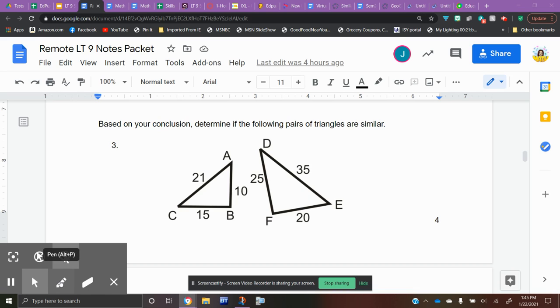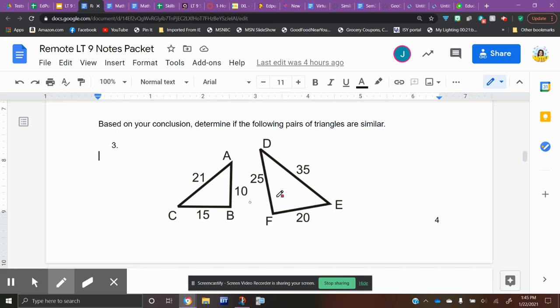All right, so we're going to move into the second part of our triangle similarity learning target, which is going to deal with writing ratios, identifying the correct sides, and then also writing similarity statements. Okay, so I'm going to be using the writing tool on this one, so hopefully everything is clear enough when we're done.